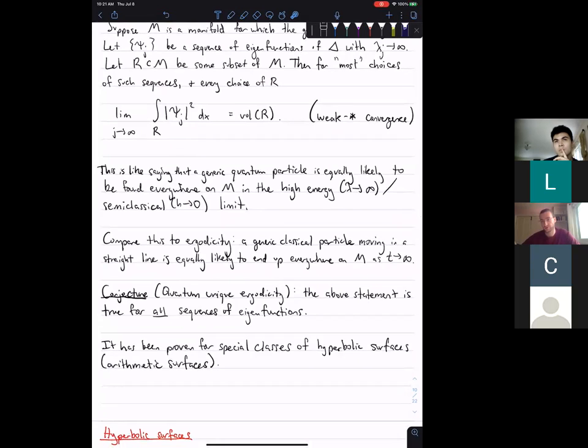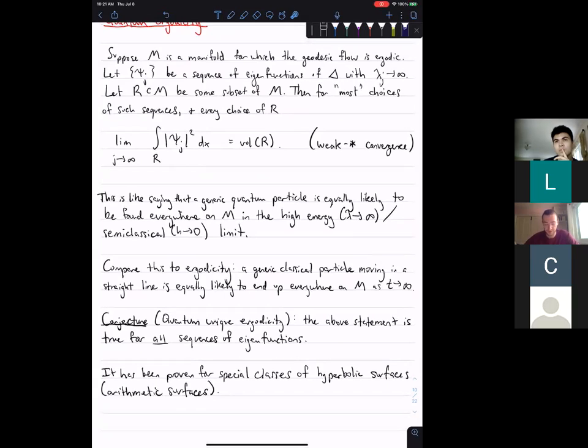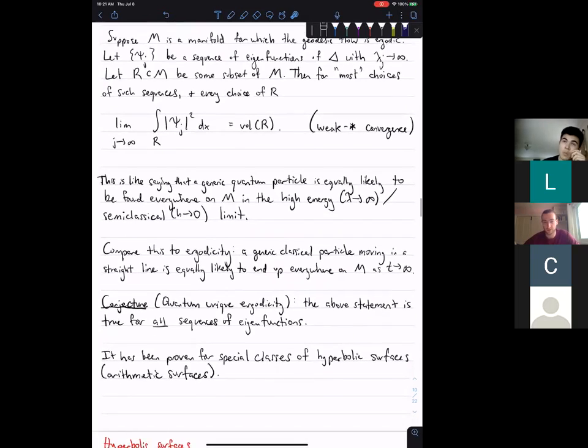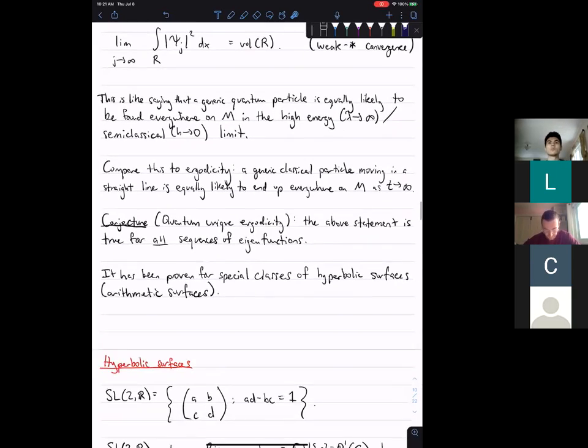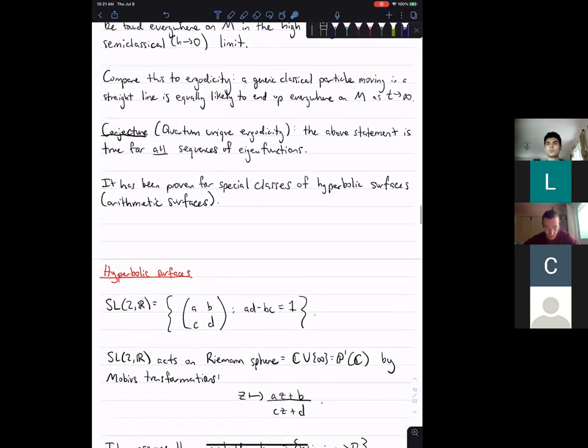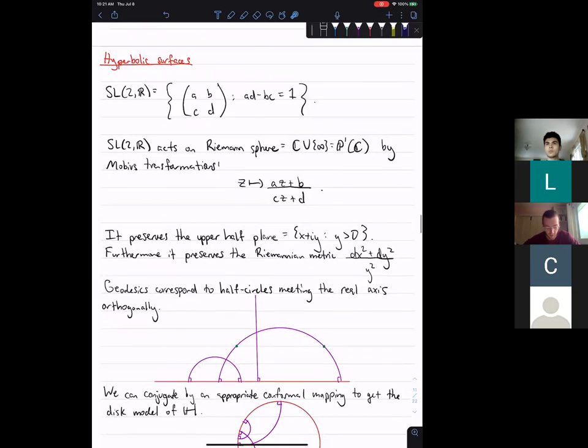There's the conjectured strengthening of this theorem, which is that the above statement is true not just for most sequences of eigenfunctions with eigenvalue going to infinity, but for all sequences. And this is known as quantum unique ergodicity, and it's been proven for special classes of manifolds known as arithmetic hyperbolic surfaces. And the person who proved that actually won the Fields Medal partially for that result, and it uses a ton of different tools. It's a very complex result, but it synthesized a lot of ideas. So now I'm going to switch gears a little bit and talk about hyperbolic surfaces.